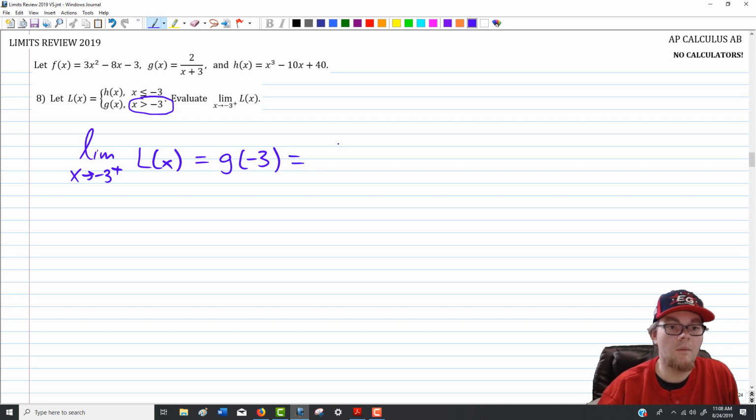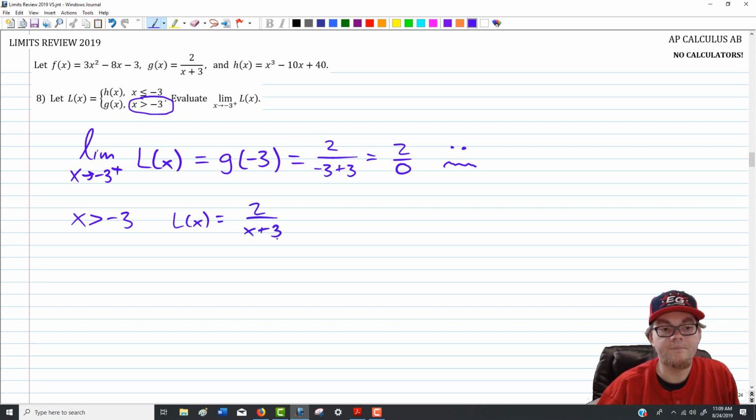Looking up at our expressions, we're once again using that rational. So g at negative 3, oh geez. We got 2 over 0. Uh-oh, whoa. Uncomfortable with that. Let's take a step back though. For x values greater than negative 3, we know that L of x is equal to 2 over x plus 3.